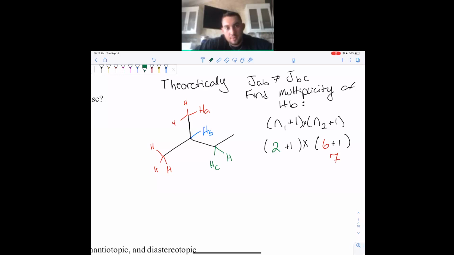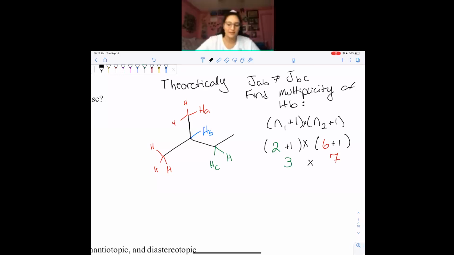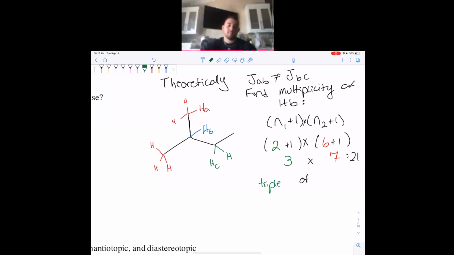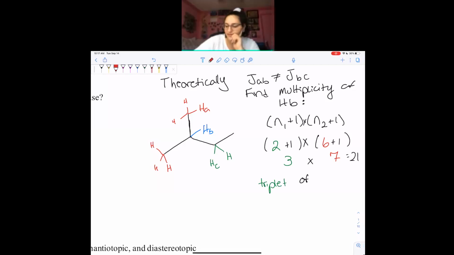Yep. So just to recap, we just did the same thing we did last time where we started with a smaller number and we did 2 plus 1, and then we did the big number, 6 plus 1, and we get 21. What would the name of this be? A triplet of septets. Yep.